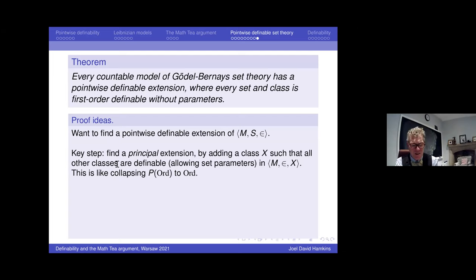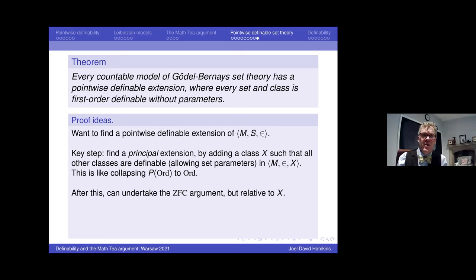So once we have this principal extension, then we have that one class from which all the other classes are definable. Then we can just do something like the ZFC argument, but relative to that class. So we do the Simpson thing, but now we have both X and U that we need. And then we do the self-encoding forcing to code X and U and G, and then we get the final forcing extension, which is now just going to be a ZFC model, and it can unpack the entire construction.